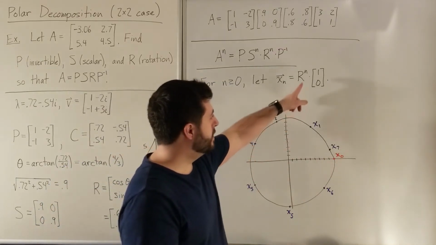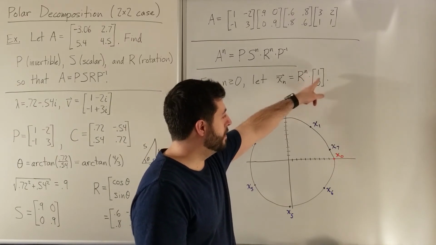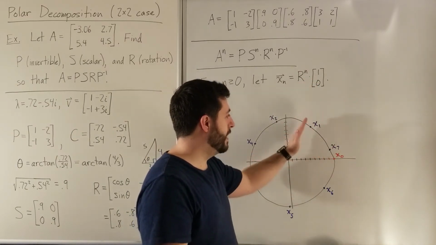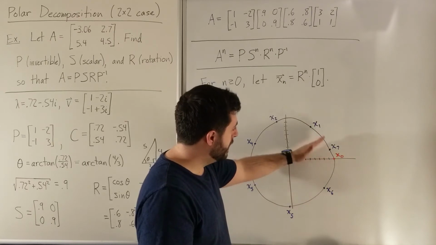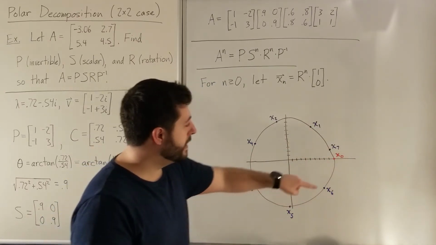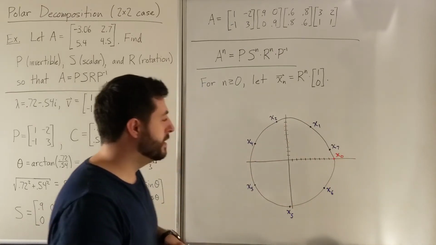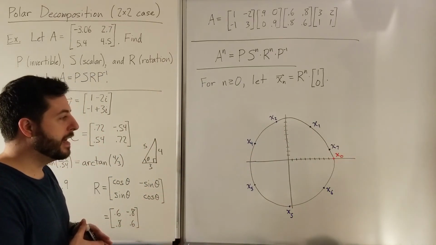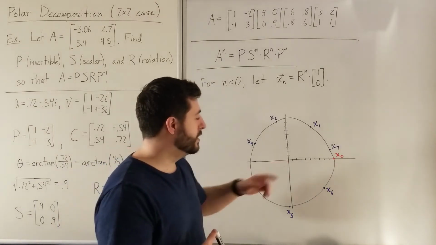And then when I raise R to the 1 power and multiply by this, it's just going to rotate by that angle theta. So that angle theta is going to pull it up to here, and this is my x1. It's going to remain on this same circle though, because the only thing I'm doing is rotating, and that means the distance from the origin should not change.